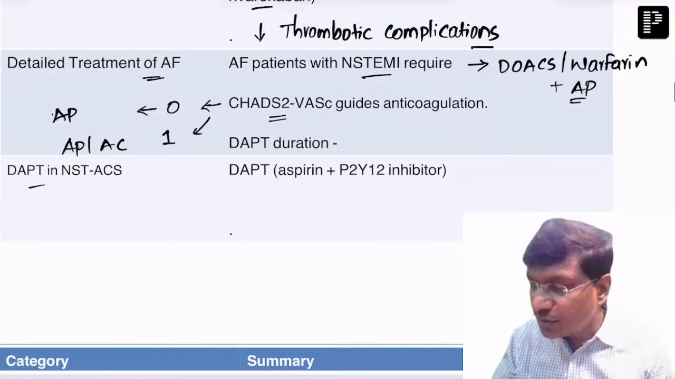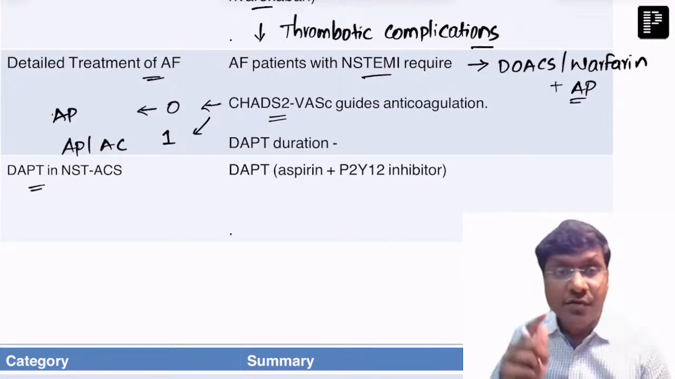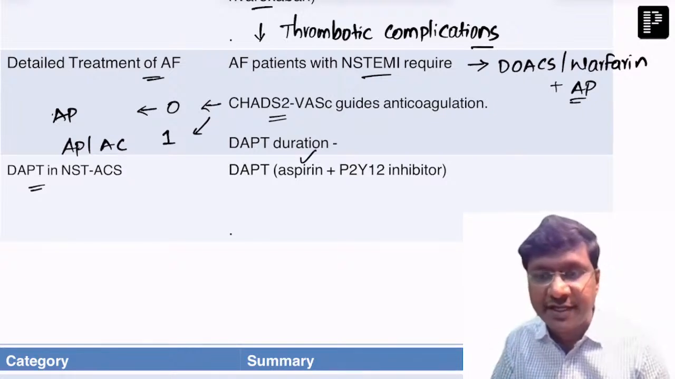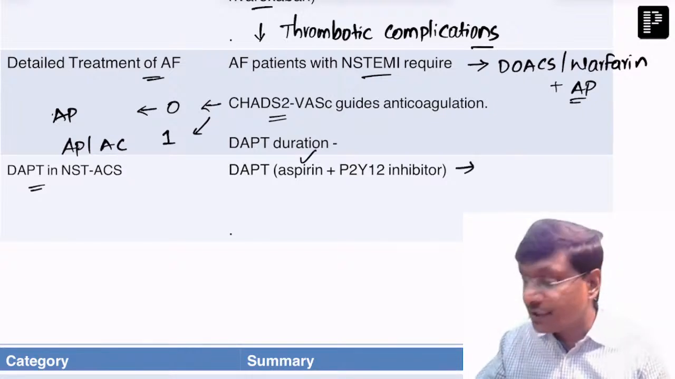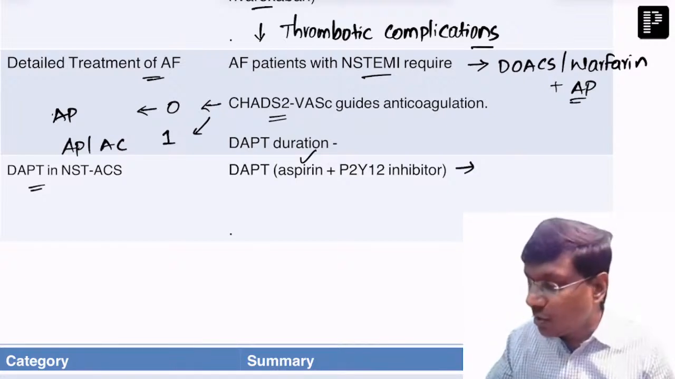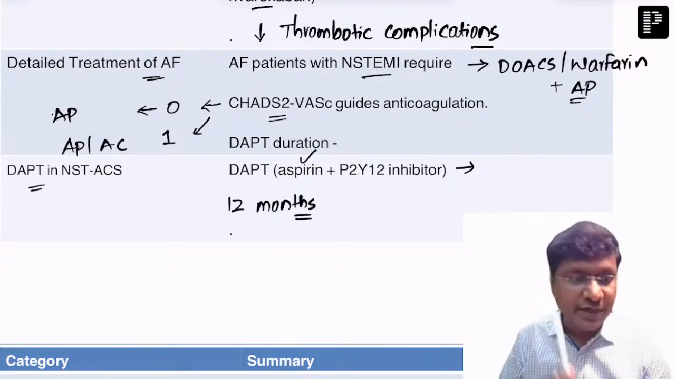And if the score is 2, then definitely you need to give anticoagulants, right? Now, coming to the duration of the DAPT in patients with NSTEMI. For how long do you need to give the DAPT? That is aspirin plus P2Y12 inhibitor. See, this DAPT is a standard for the NSTEMI. For how long do you need to give? You need to give for nearly around 12 months.